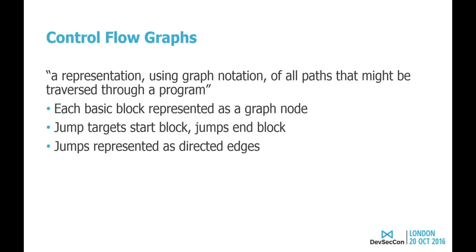A representation, using graph notation, of all the paths that may be traversed through a given piece of code as the analyzer has scanned. Each basic block within the control flow graph is defined as a set of statements with a jump target at the start and a jump at the end. So for instance, if you have an if statement with an else clause as well, your three basic blocks there are the if statement itself, the contents of the if block and the contents of the else block, as defined by the appropriate jumps either side.